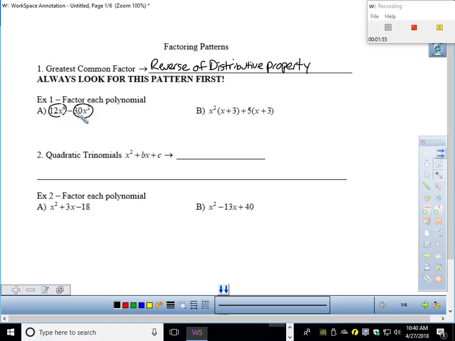Are there factors that go into 12x to the fourth and also 30x squared? So I look at numbers first. Numerically, it looks like the 12 and the 30, that there's a 6 that can be pulled out of both of those numbers. And then I look at x to the fourth and x squared, and it looks to me like x squared can be pulled out of each of those terms. So my GCF is 6x squared, 6 times x times x. Then I make my parentheses, and I have to see what's remaining.